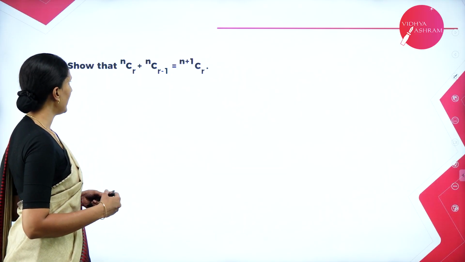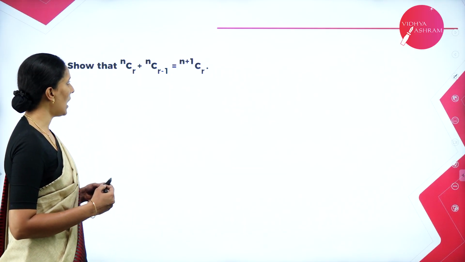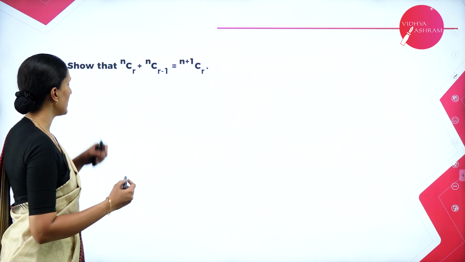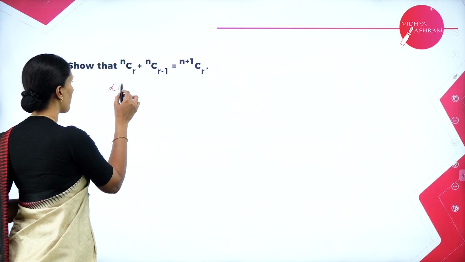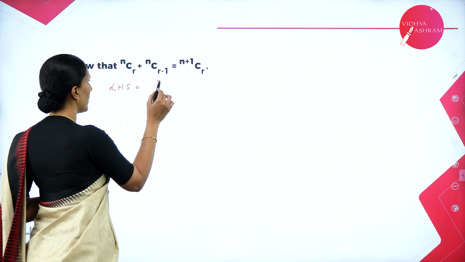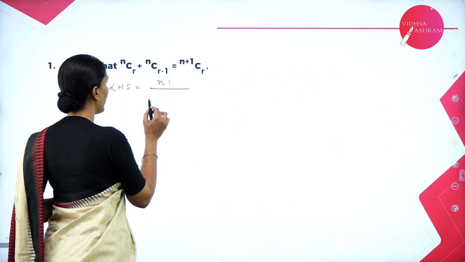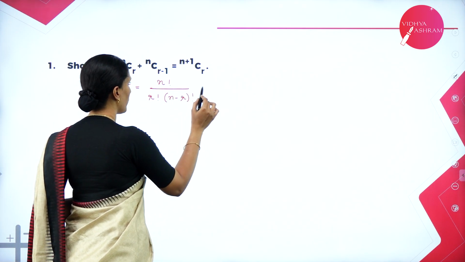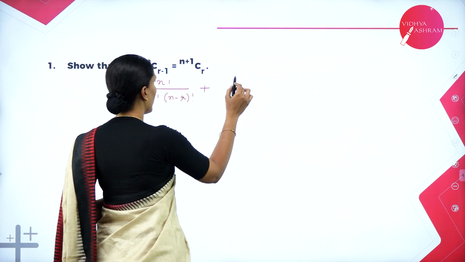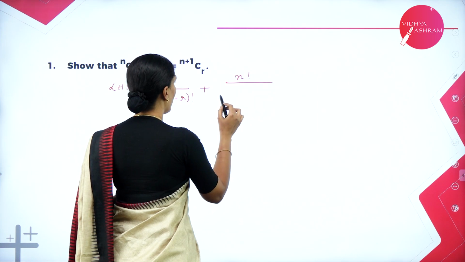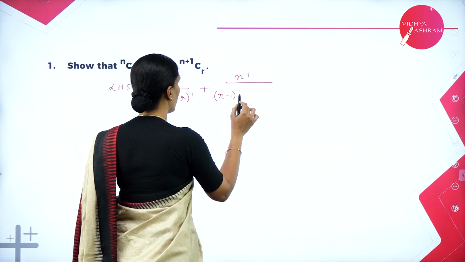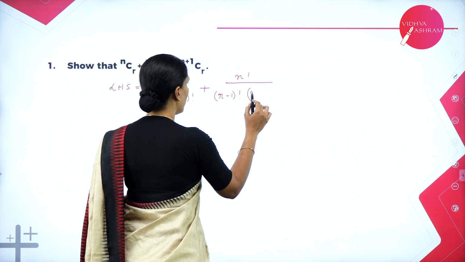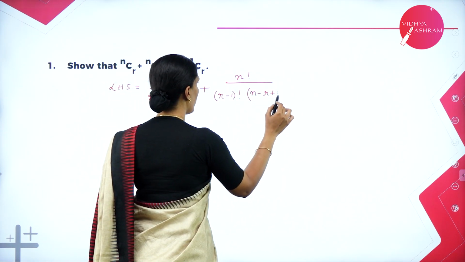Next, we need to show that NCR plus NCR minus 1 is equal to N plus 1 CR. Let us consider the left hand side. Here we have N factorial divided by R factorial into N minus R factorial, plus N factorial divided by R minus 1 factorial into N minus R minus 1 becomes N minus R plus 1 factorial.